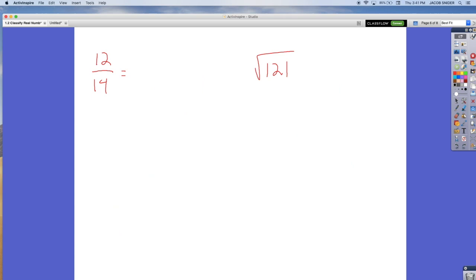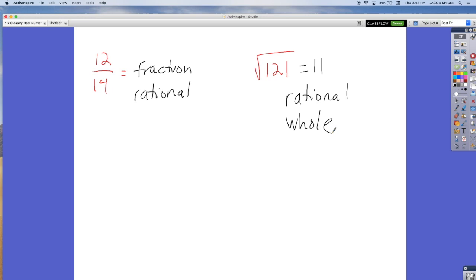Two more. All right, 12 over 14. What do I have there? I have a fraction, right? Which makes it a rational number. Okay. Is it an integer? Nope, it's not a whole number either. What about square root of 121? Is it one of my perfect squares? You betcha, so I know that it equals 11, which makes it rational. A whole number, because it's positive, and also an integer. Okay? All right, guys, we're going to get some more practice with that, but that is all for today.